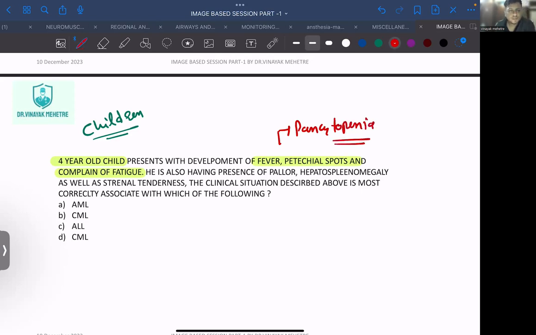क्या मतलब हुआ उसका? Pancytopenia. Every blood cell line is going to decrease. ठीक है? Every blood cell line is going to decrease. आगे बढ़ो. There is pallor, hepatosplenomegaly and sternal tenderness.